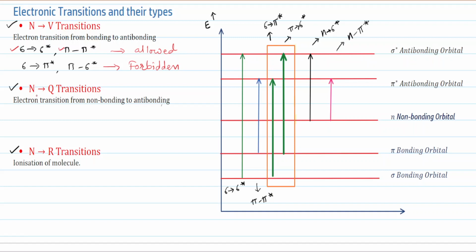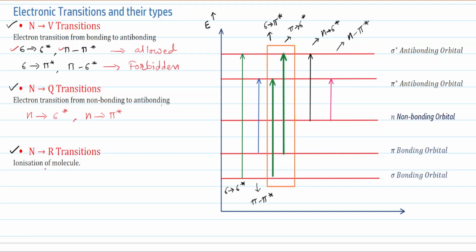Now the second transition is the N to Q transition. In the N to Q transition, an electron is promoted from a non-bonding to an anti-bonding orbital. As there is one non-bonding orbital and two anti-bonding orbitals, either the electron is promoted from non-bonding to sigma star antibonding orbital, or non-bonding to pi star antibonding orbital. So in the N to Q transition we get n to sigma star or n to pi star transitions.